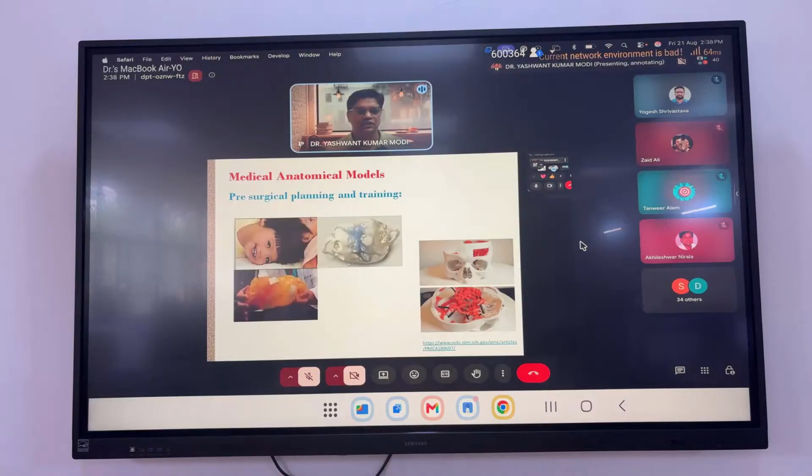Apart from this, they use these anatomical models for surgical planning and training. Like this is a very renowned case study. They are the twin joint babies, as you can see on the screen. This was a very complicated case. This is available on Google as well. You can search it, twin joint babies.